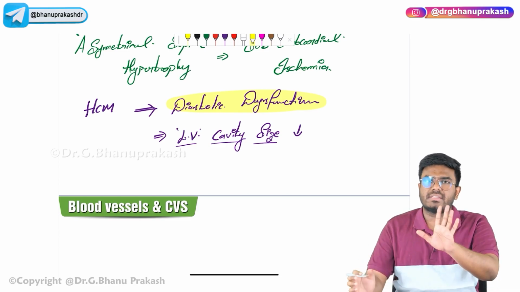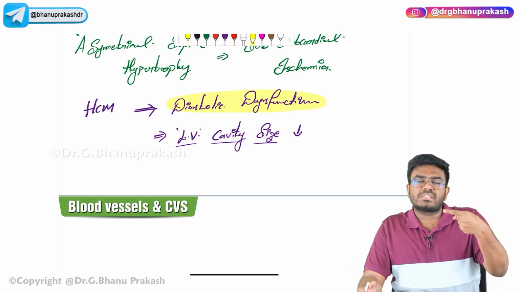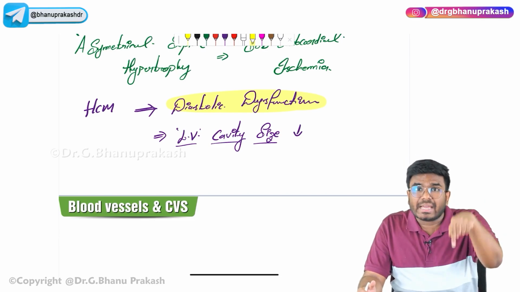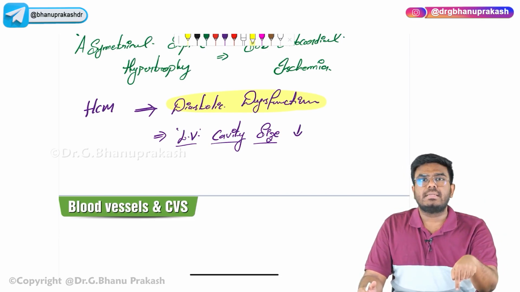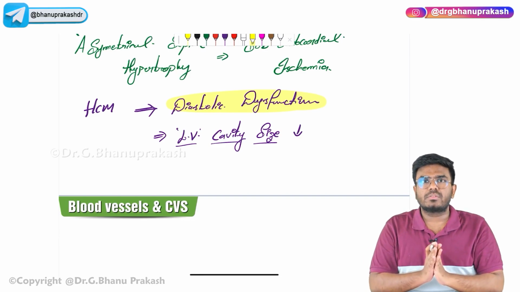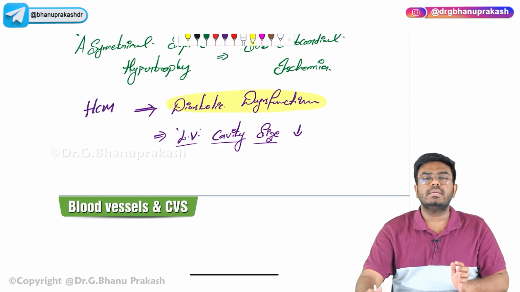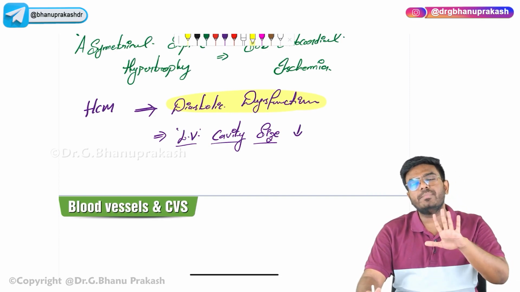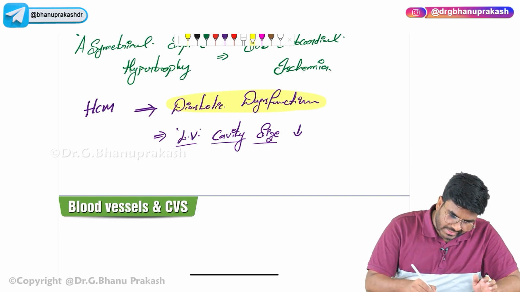Already the cavity size is less. Now if the person does some activity, his heart rate increases, the diastolic time decreases, and less filling will happen. So what happens to the cardiac output? It decreases. When the cardiac output decreases, what happens? Syncope. Suddenly the patient will go into unconsciousness. So with exertion, let me write it here.